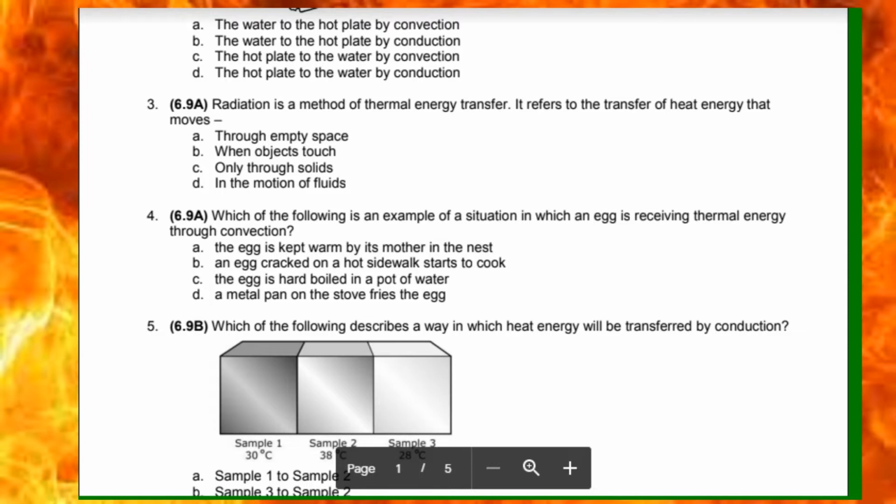Number 4, 6.9a. Which of the following is an example of a situation in which an egg is receiving thermal energy through convection? A, the egg is kept warm by its mother in the nest. B, an egg cracked on a hot sidewalk starts to cook. C, the egg is hard-boiled in a pot of water. D, a metal pan on the stove fries the egg.